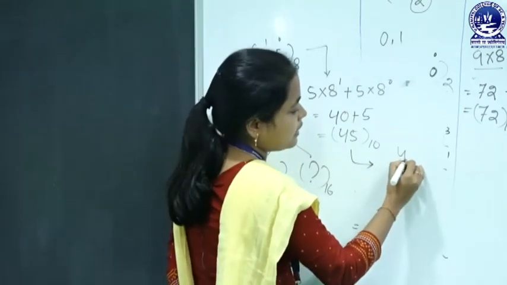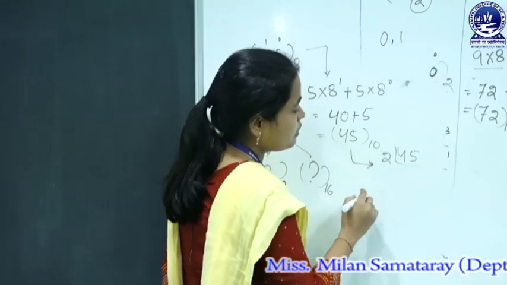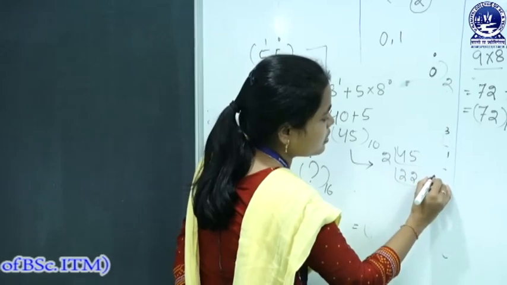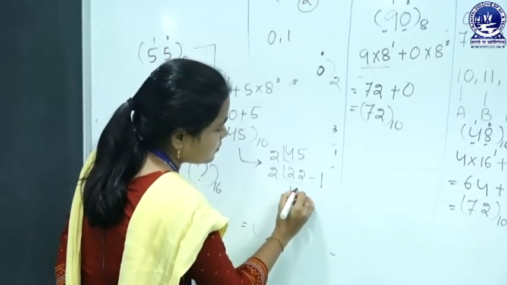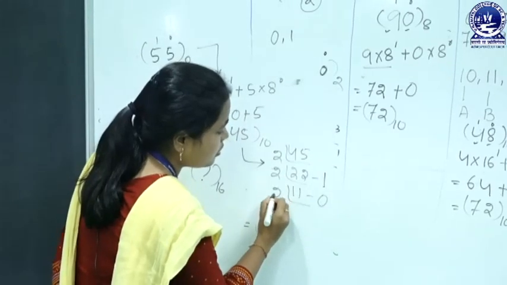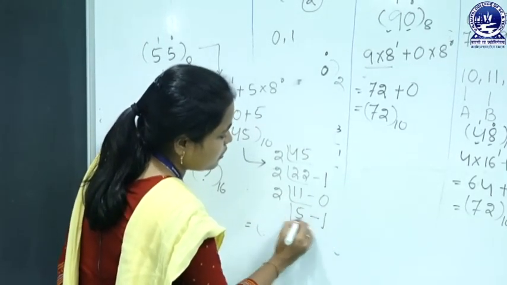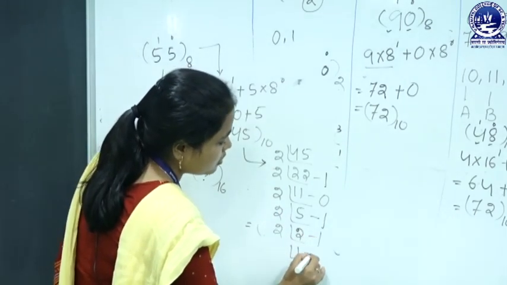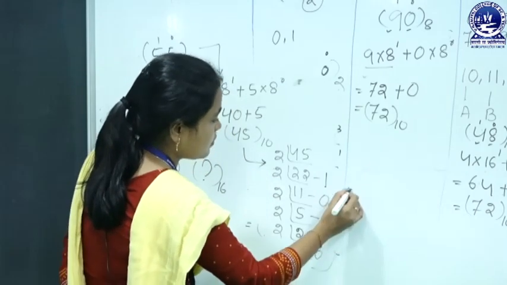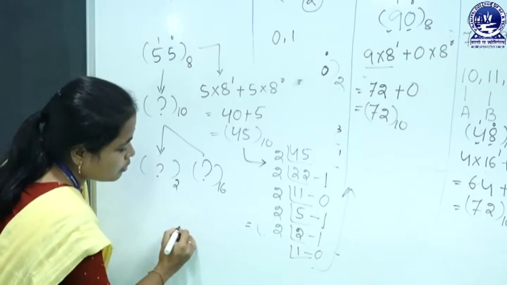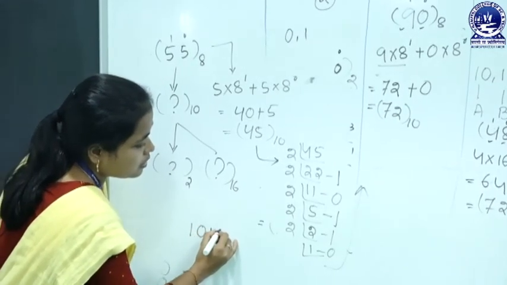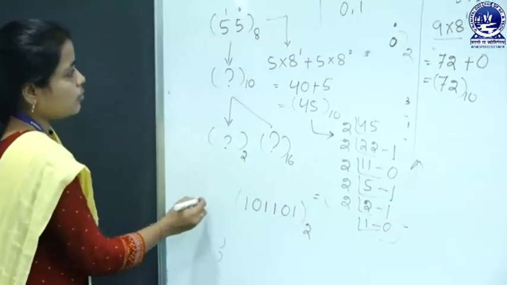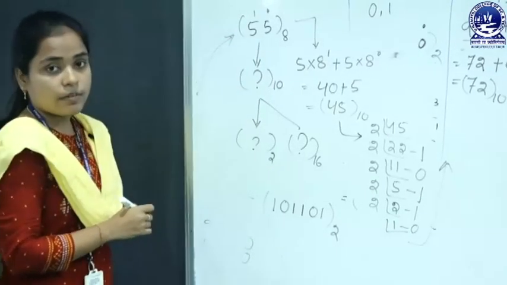Now 45 into its binary value, using the previous method: 45 divided by 2 is 22, remainder 1, then 11, remainder 0, then 5, remainder 1, then 1, and 0. So what will be the value? The value is 101101. It will be the binary value for this octal value.